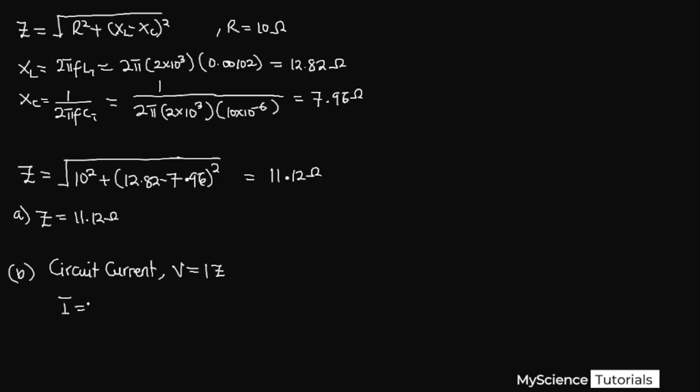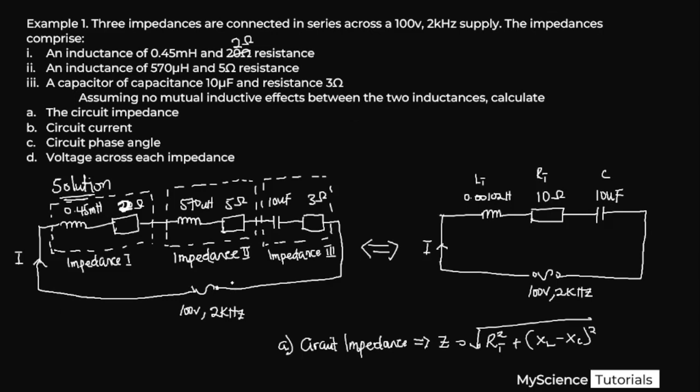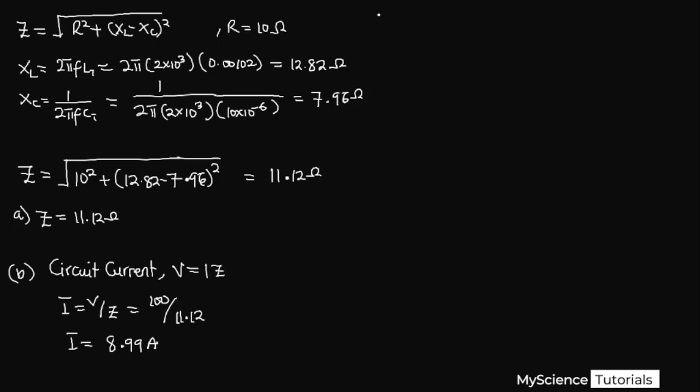So our current from here will be equal to the ratio of the voltage on the impedance, and that will give us 100 for the voltage divided by 11.12. So our current in this case is equal to 100 divided by 11.12, which will give us 8.99 amperes as our current. So the current in this particular example is 8.99 amperes. So let's go ahead and look at the third one, C, the circuit phase angle.